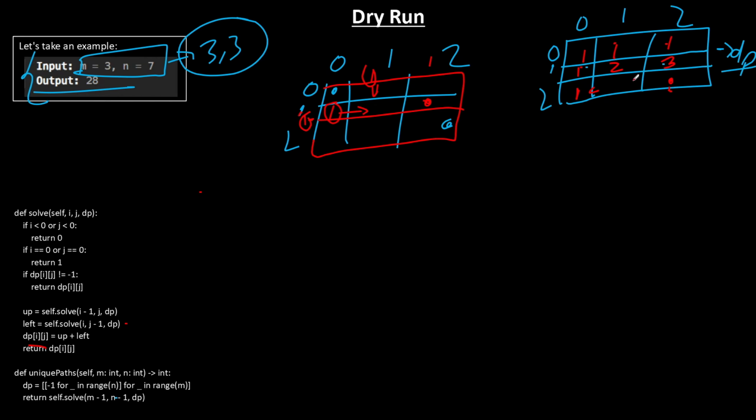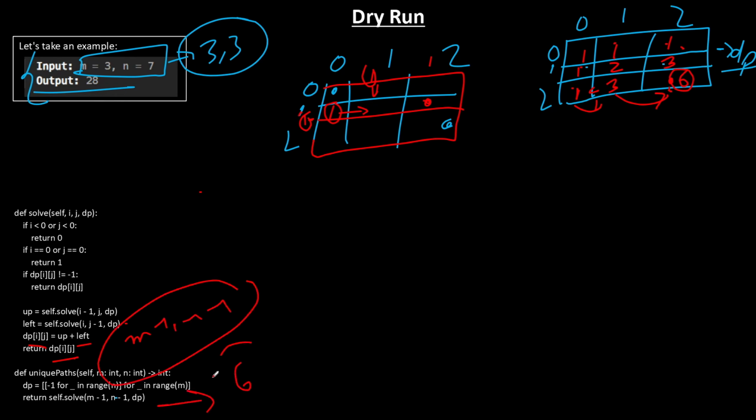Then when you come back from here, you have left plus up, it will be 3. Then from here you will come back, up plus left, you will get 6. And at the end, since we are returning dp of i of j, dp of m minus 1, n minus 1 will be returned. Finally we will get 6 as the answer. So yeah, I didn't do the complete dry run, but this is how the DP will work. So I hope you understood the dry run.